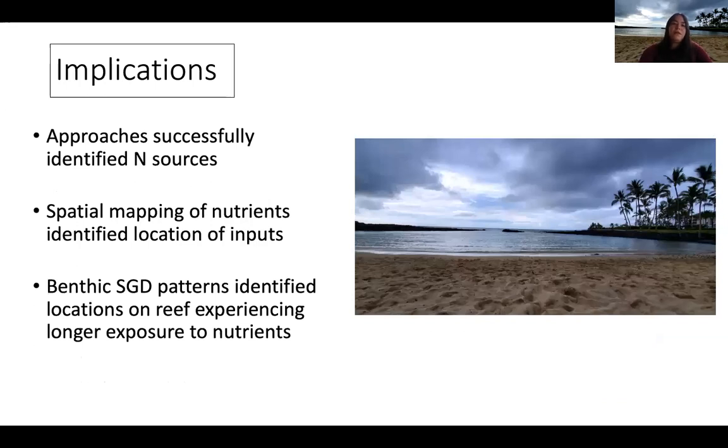Some of the implications with this study is that using that dual approach, we were able to successfully identify nitrogen sources, and there was better spatial mapping of nutrients, identifying the location of nutrients and their inputs from a watershed level. So from those groundwater wells and going to anchialine ponds, shoreline, and then offshore stations. And that the benthic SGD patterns identified locations on the reef that were experiencing longer exposure to nutrients than others.